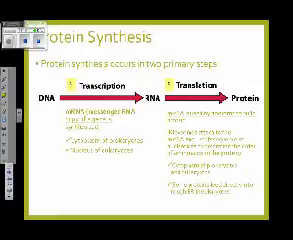Protein synthesis occurs in two primary steps. Transcription turns the DNA into RNA, and then translation takes that RNA and turns it into proteins. The transcription creates messenger RNA, which is a copy of the gene to be synthesized.